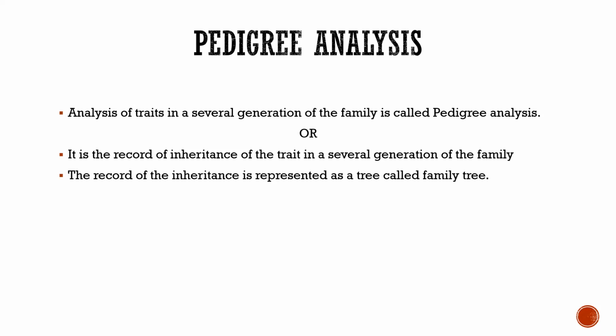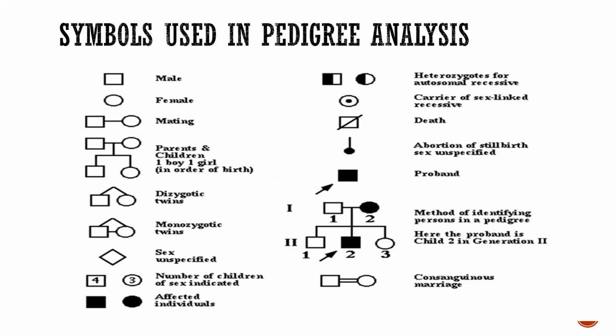We have to make a record of inheritance, that is the characteristics which are passing from one generation to the next generation. Or it is a record of inheritance which is represented by a tree, which is termed as family tree. The pedigree term itself will tell it is family tree, and we're going to analyze the family tree. So to do pedigree analysis, we have to make use of different symbols. So there are different symbols to indicate different individuals, about the parents, and so on. So what are the symbols used in pedigree analysis?